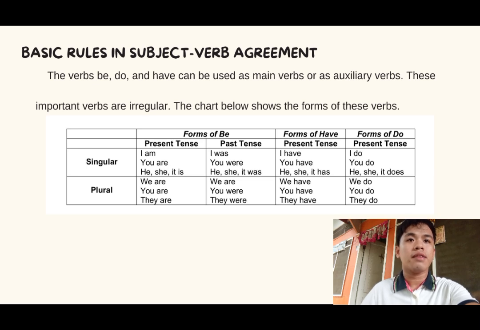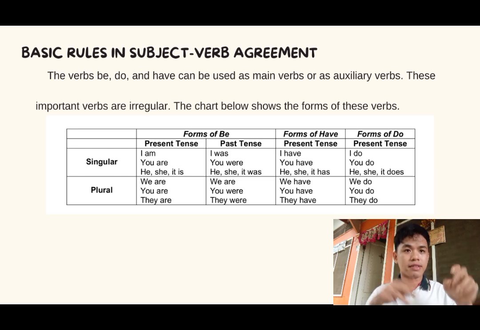For the forms of have, present tense, for singular, I have, you have, he, she, it has. There is a difference: when we use the pronouns he, she, and it, it becomes has instead of have. For the plural, we have, you have, and they have. So they all have the word have in it.